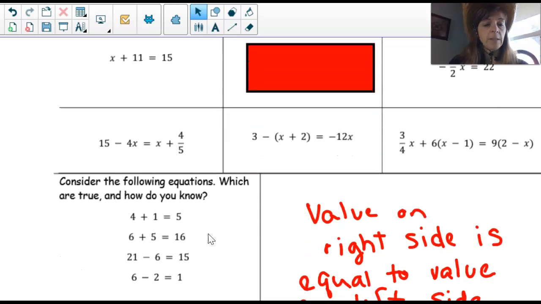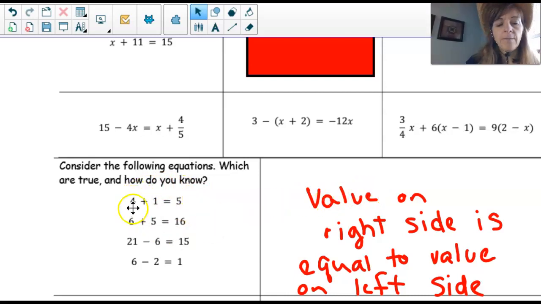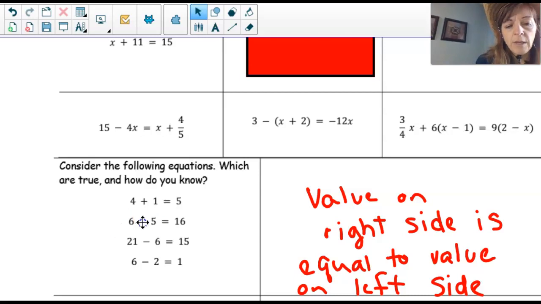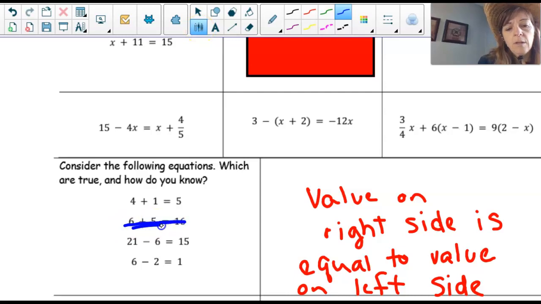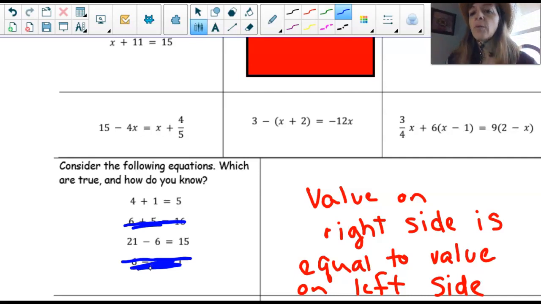If we look at these, let's check to make sure these are right. 4 plus 1, yep, that's right. This one is not correct. That one is not correct. 21 minus 6, yep. And 6 minus 2, no. So those are not correct. And how do we know they're correct? Because the values on the right side are equal to the values on the left side.